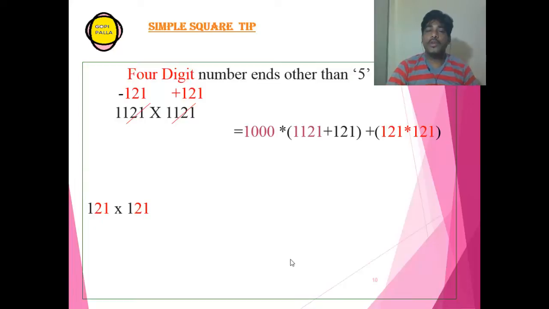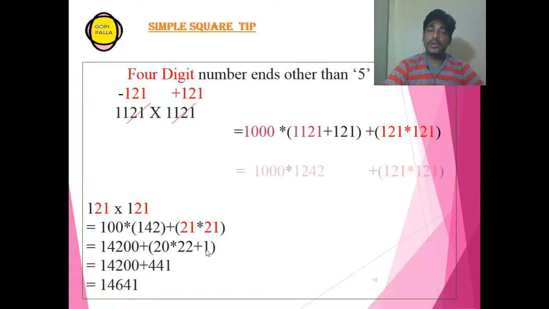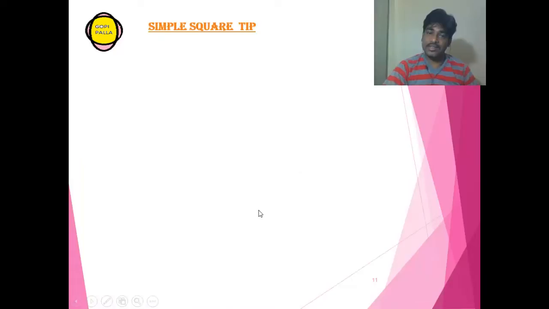Here we know how to do 121 by 121. We make it nearer to 100. That 121 we add here, so 142, and then 21 multiplied by 21. This we can do easily. Here 20 is near to 21, so 22 plus 1 by 1, and so we get 14641. So here 1000 times 1242 gives 1242000. If we add this number, that is the answer.